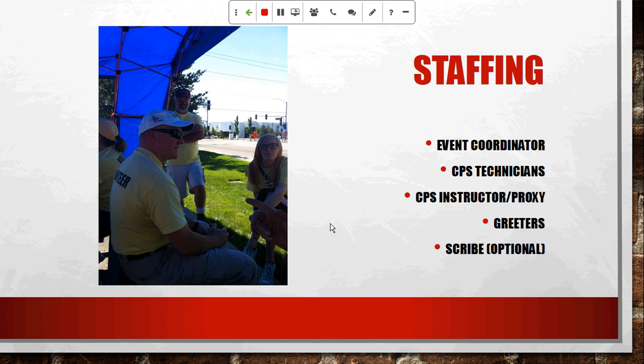So staffing. Volunteers and staff are the most important resource in any event planning, whether that be a CPS checkpoint or a health fair or a DUI checkpoint, any type of community event. Staffing is going to be a pivotal cornerstone of the success of your event. So having enough people to work your checkpoint can make or break your event. The event coordinator is basically going to be your ringleader. So this person will most likely be you.